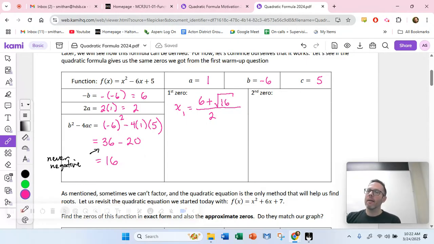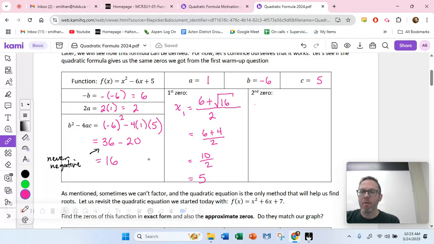To me, I like breaking it up this way. If you plug everything in at once, sometimes that can be overwhelming for some people, not everybody. And now here, you can show as many steps as you need to. The root of 16 is exactly 4. 6 plus 4 is exactly 10. 10 divided by 2 is exactly 5. Show less steps if you're comfortable. But be careful, it's order of operations. Dividing by 2 is the last thing you do.